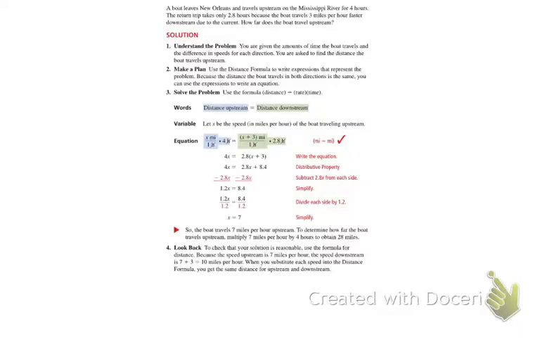So then look back to make sure, does my answer make sense? Because the speed upstream is 7 miles per hour, the speed downstream is 10 miles per hour. When you substitute each speed into the distance formula, you get the same distance upstream and downstream. And that kind of makes sense to us because the distance that they traveled was exactly the same.